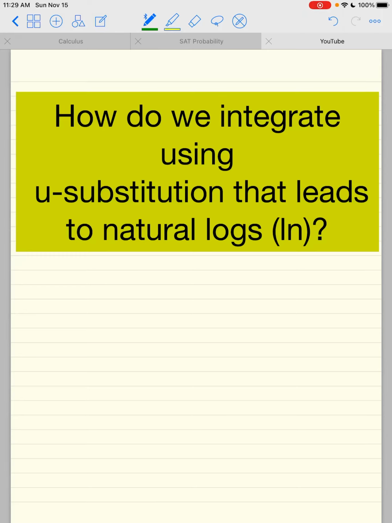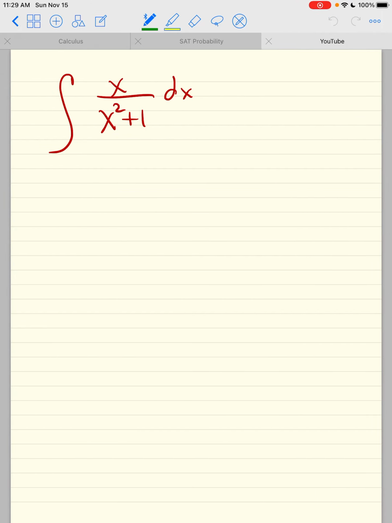Hey guys, welcome back. In this video, we're going to learn how to integrate using U substitution that leads us to a natural log as our final answer. So once again, we use U substitution when the degrees differ by 1. So that's a 1, that's a 2. So the difference is 1.